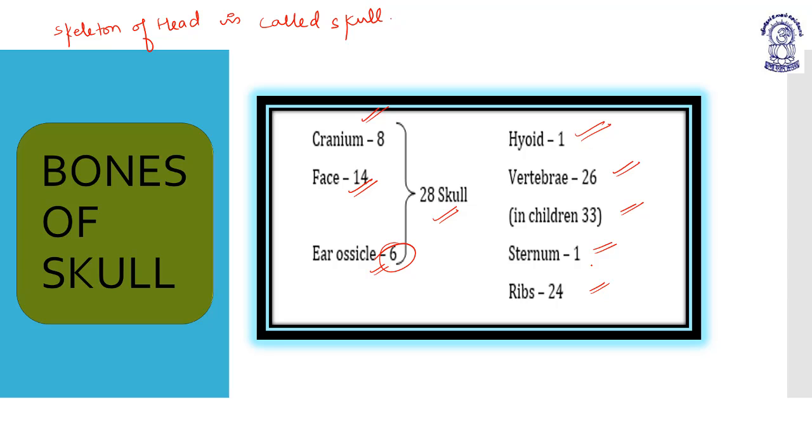First is the bones of skull, that is cranium, face and ear ossicles. Cranium is 8, face contains 14 bones, and ear ossicles contain 6 bones. Then comes the other bones like hyoid bone, vertebral column, 26 in adults and 33 in children, and then sternum and ribs.